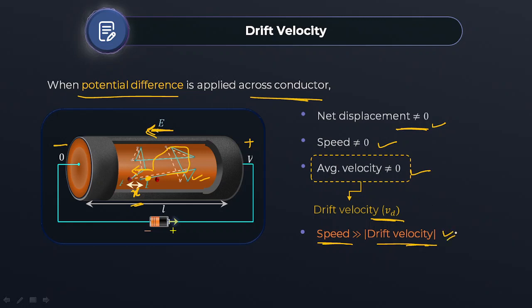Drift velocity is nothing but the average velocity for a given interval of time, how much the electron has shifted. Sorry, in the opposite direction of the electric field, since the force is acting in the opposite direction, right?